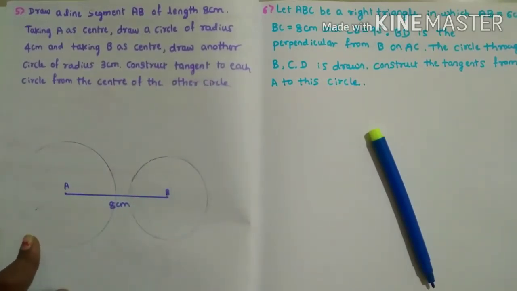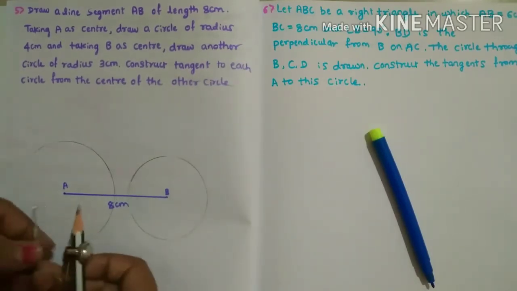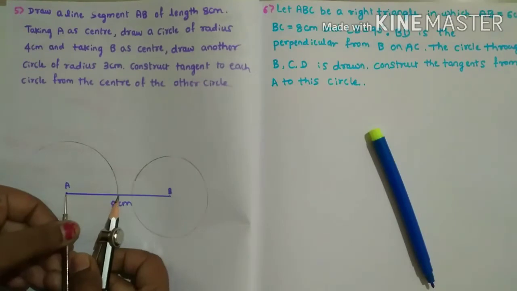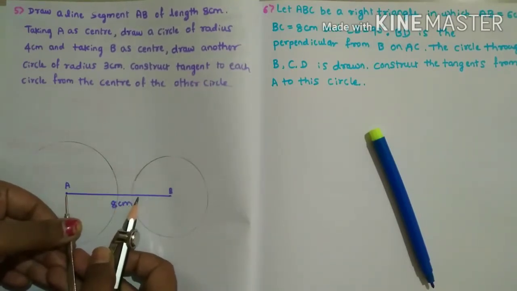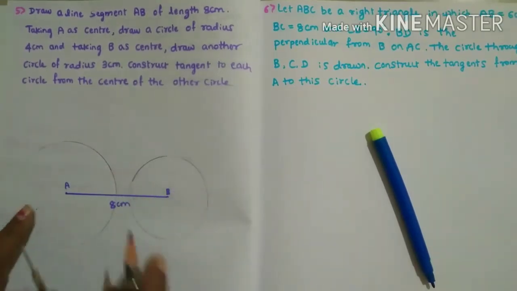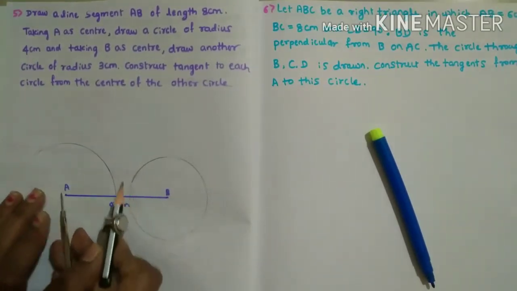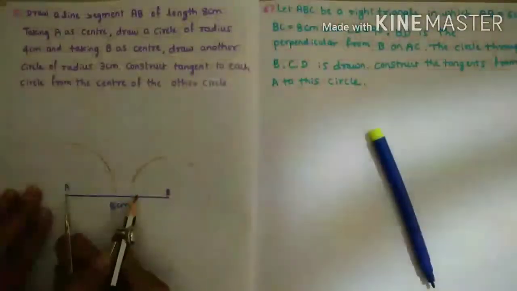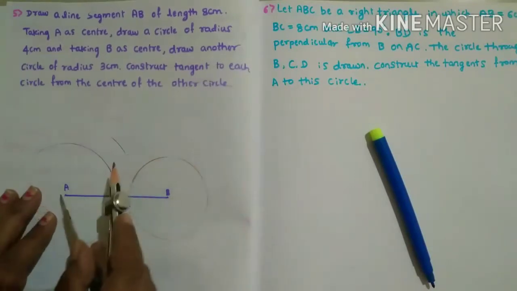If you want to draw the tangents, always you have to bisect this line, right? So I will bisect the AB line now because we want to get one more circle where that circle is intersecting those circles, we are going to get the tangents. If you want to bisect it, we have to take more than half of AB, and I'll cut an arc.